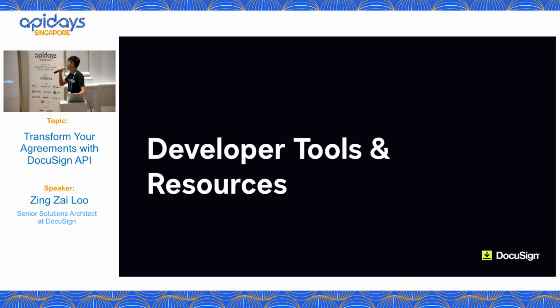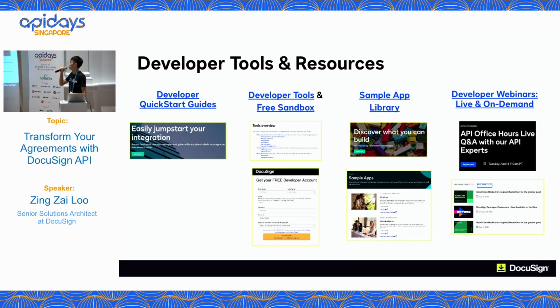Okay, and of course, we have many developer tools out there for the developers here, right? Earlier, I've made use of the quick start guides. We have developer tools such as Postman collections, a free sandbox for you to test, many sample app libraries, and we even have developer webinars available that we run very frequently on a quarterly basis. So you can sign up for them, and then we have API experts to be there and guide you pretty much on your entire integration journey with DocuSign.